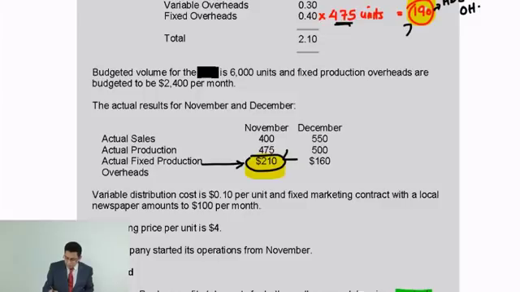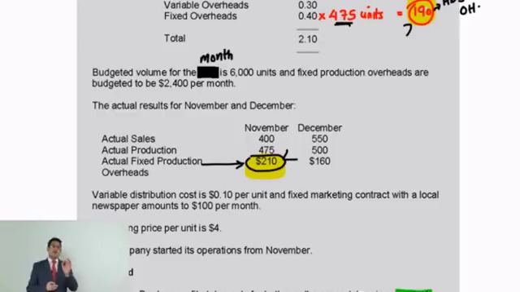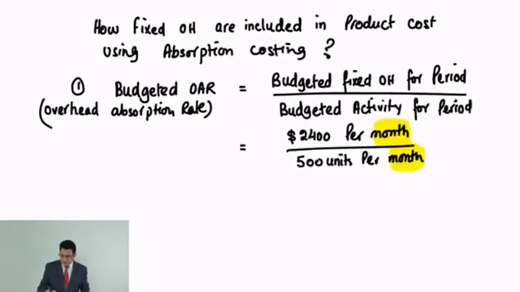This is budgeted volume for the month. In exams there will be no typing error, so please appreciate it. It was just a typing mistake in here. In both cases it is per month. So volume is 6,000 per month and overheads are budgeted to be $2,400 per month. So I can use those details exactly the same. Both are perfectly okay: $2,400 per month and 6,000 units per month.